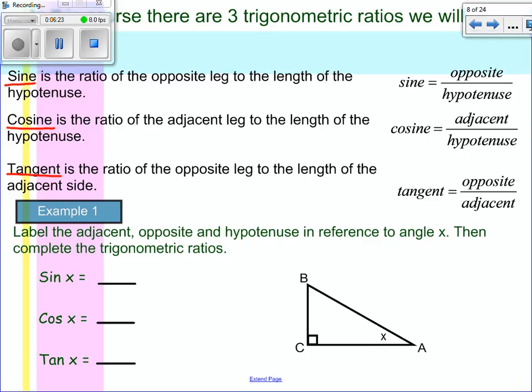In your calculator, those buttons exist. So if you're looking at this beautiful calculator, sine is SIN, cosine is COS, and tangent is TAN.